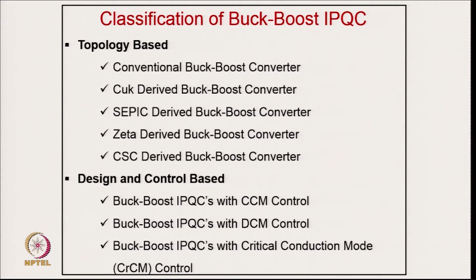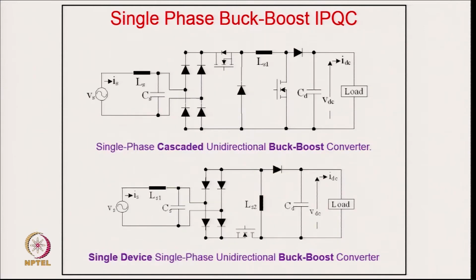And the classification based on design and control, we call it buck boost improved power quality converter with continuous conduction mode control, of which the design is much different than what we go for in buck boost improved power quality converter with discontinuous conduction mode control. So even the design has to be different, and that is the reason the control also has to be different in both cases. And then buck boost improved power quality converter with critical conduction mode control, which is also called boundary mode control, or typically the intersection of both the controls.